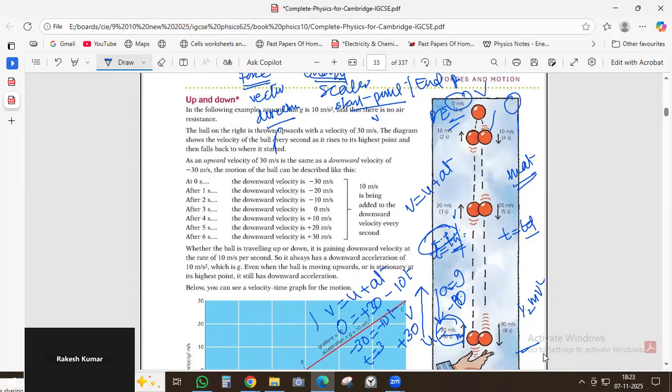I'm just going by the mathematics. V is equal to u plus at. You know this equation? You know this equation or not? V is equal to u plus at.